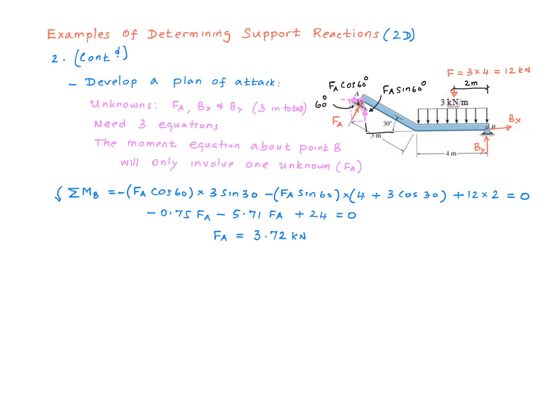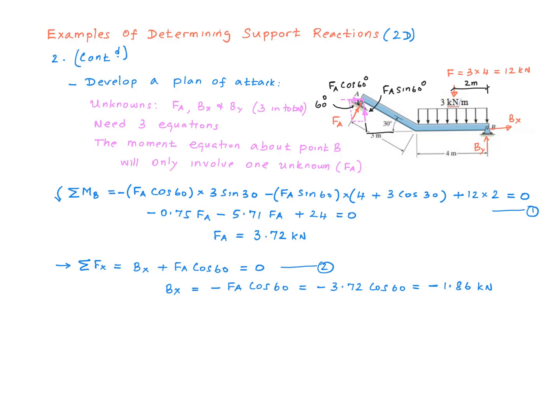So here are my calculations, and I get a value of 3.72 kilonewton for FA. When you have an equation like this, where each term is slightly complicated, it's a good idea to simplify each term as you go along. That's what I have done here. I simplified this, and I got 0.75 FA out of that, and I simplified this, and I got 5.71 FA out of that. And you go ahead and simplify that also. And then on the third step, you find a value for FA.